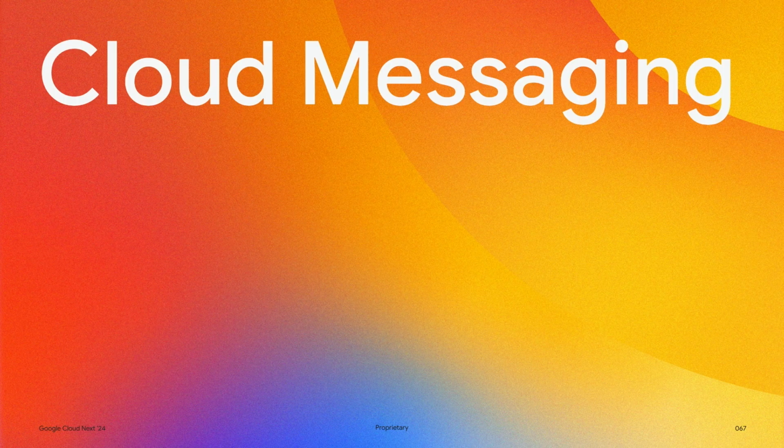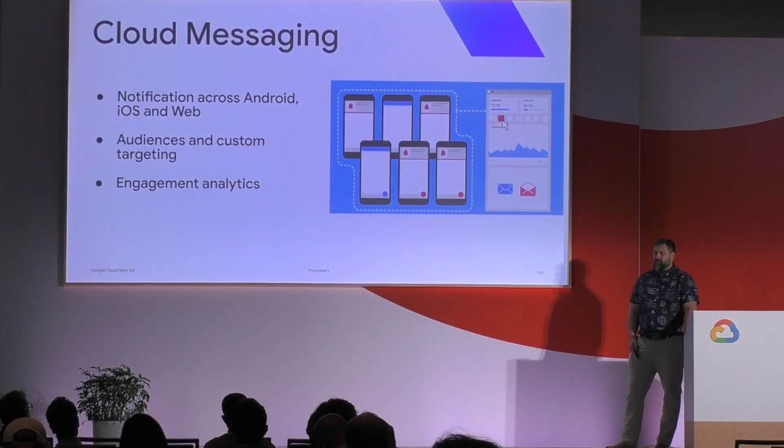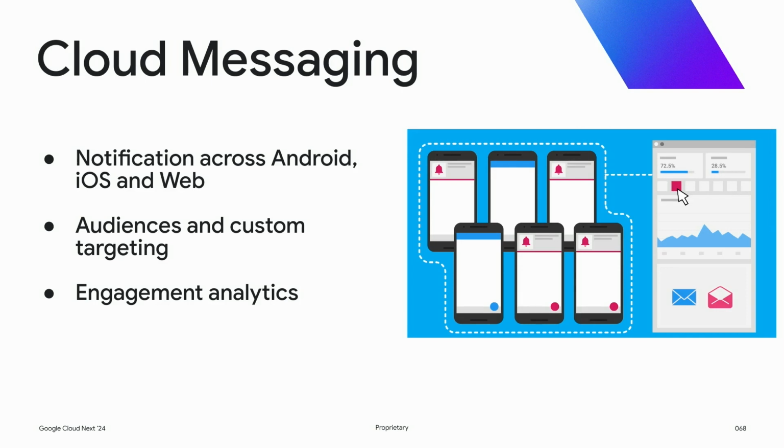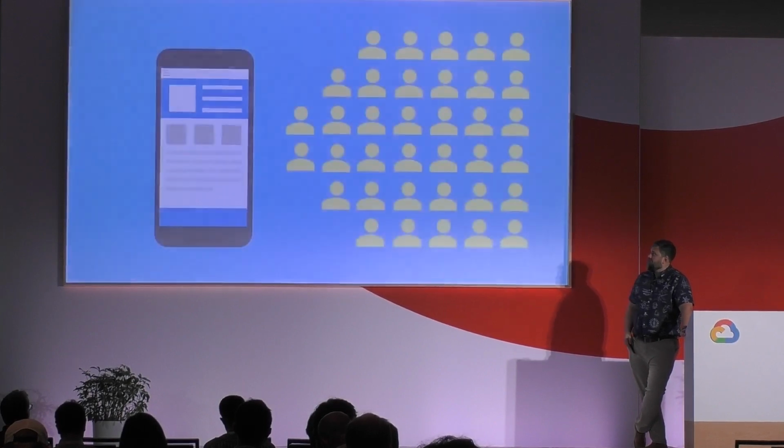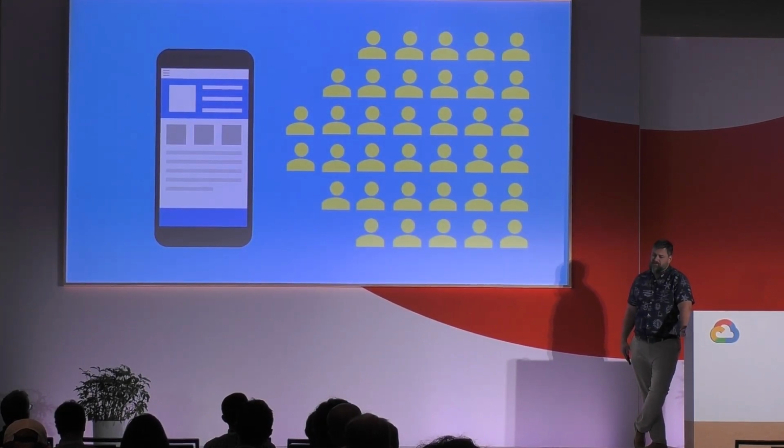Finally, I'd like to provide an introduction to cloud messaging, which is our powerful, scalable solution for cross-platform messaging. Cloud messaging is useful for sending notifications across Android, iOS, and the web. Like remote config, cloud messaging integrates with analytics to provide targeting options and message engagement analytics. Firebase cloud messaging is powerful and scalable, delivering hundreds of billions of messages per day for more than 250,000 applications.